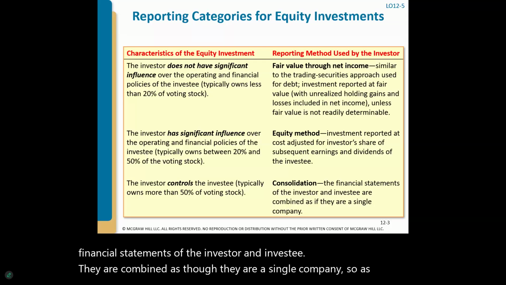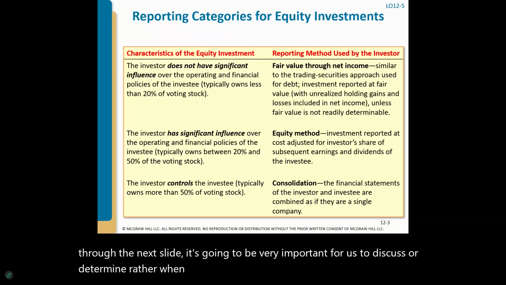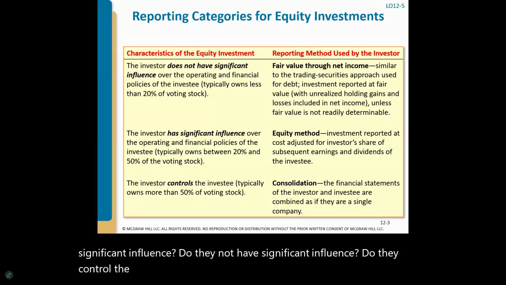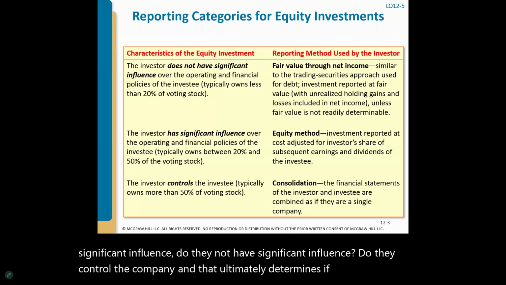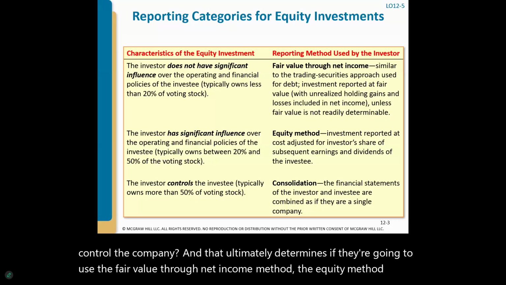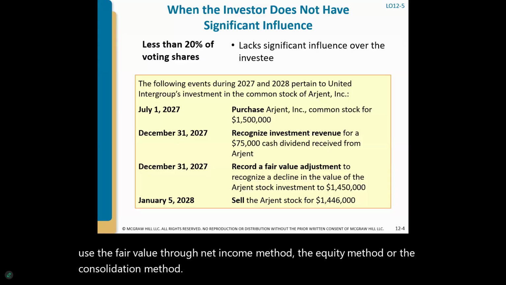As we go through the next slides, it's going to be very important for us to determine, when we look at the different scenarios, do they have significant influence? Do they not have significant influence? Do they control the company? And that ultimately determines if they're going to use the fair value through net income method, the equity method, or the consolidation method.